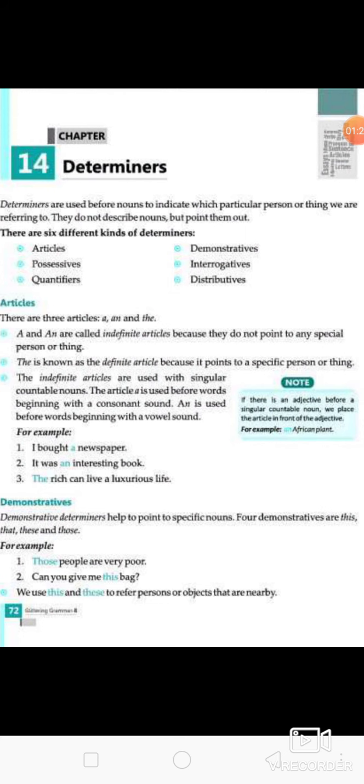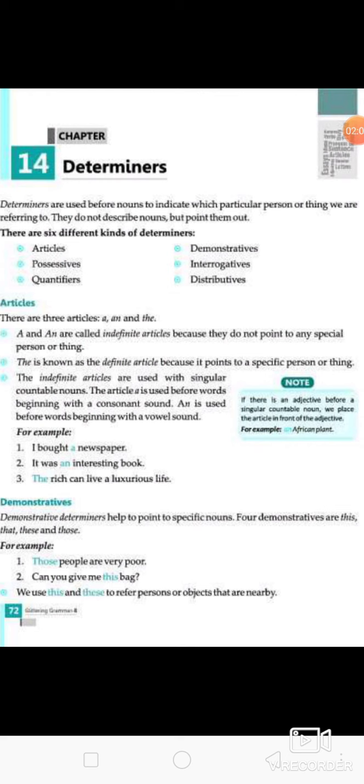The article a is used before words beginning with a consonant sound. This thing we must note down, that it's all about sound. An is used before words beginning with a vowel sound. There is a note, but please keep in mind, if there is an adjective before a singular countable noun, we place the article in front of the adjective. For example, an African planet.